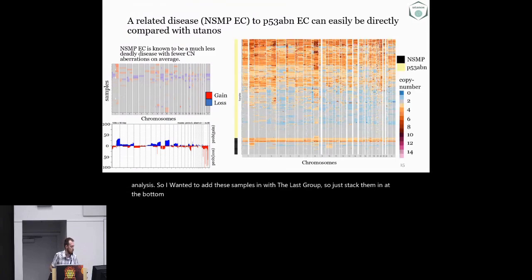The NSMP now is in the black, and you can see, as expected, NSMP is a lot more copy number normal. So there's a lot more diploid there. There isn't quite the massive high copy number events, the 4s, the 5s, the 6s.